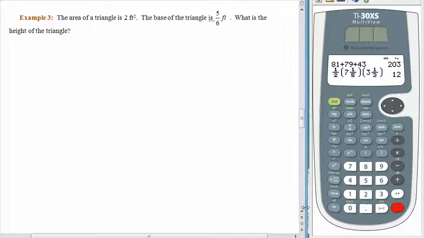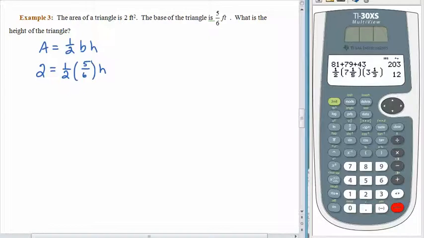The area of a triangle is 2 square feet. The base of the triangle is 5/6 of a foot, and we need to find the height. All right, so let's see. Start with the formula. Area is 1/2 of the base times the height. Fill in everything where it belongs. This 2 square feet, that's the area, and 2 belongs over here. Of course, 1/2 is just part of the equation, but the base here, we have 5/6, and the height is the unknown.